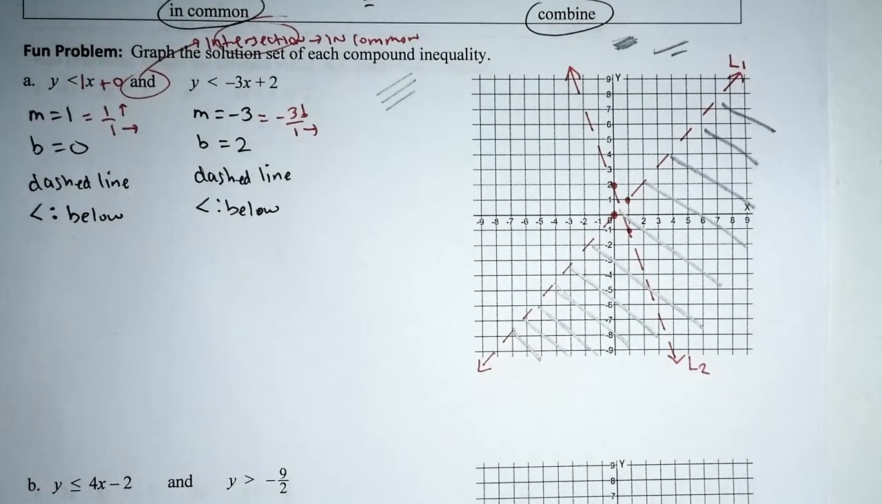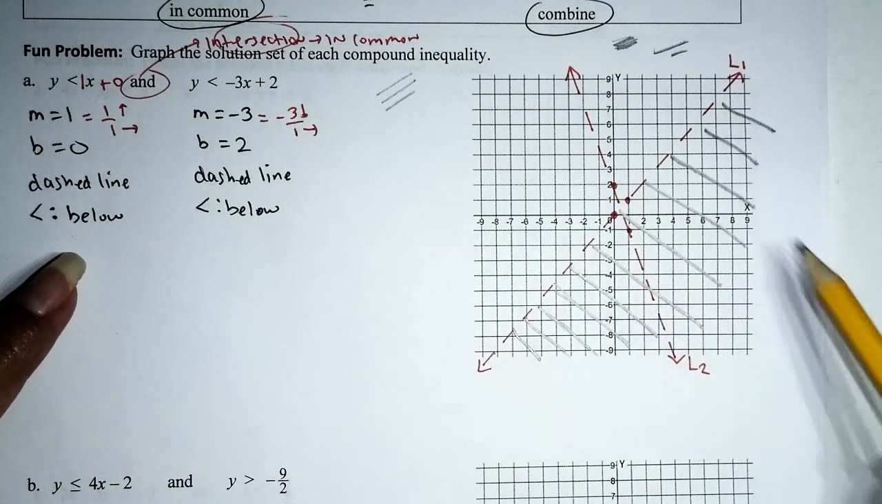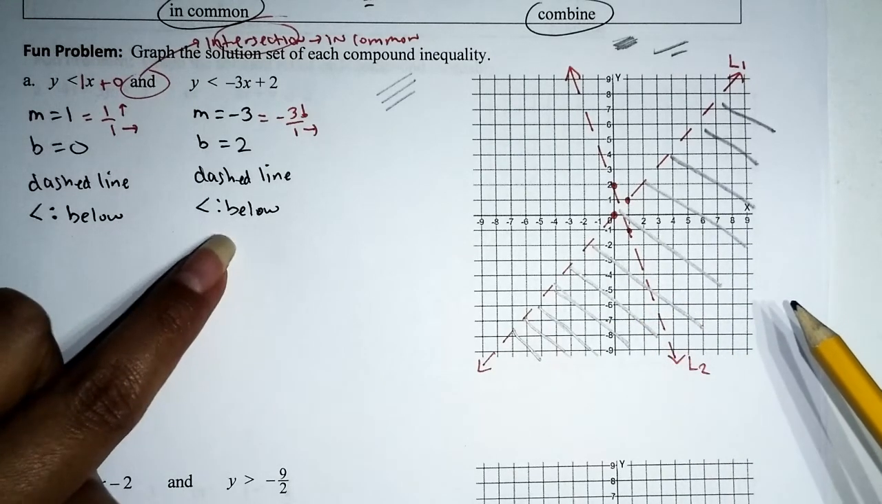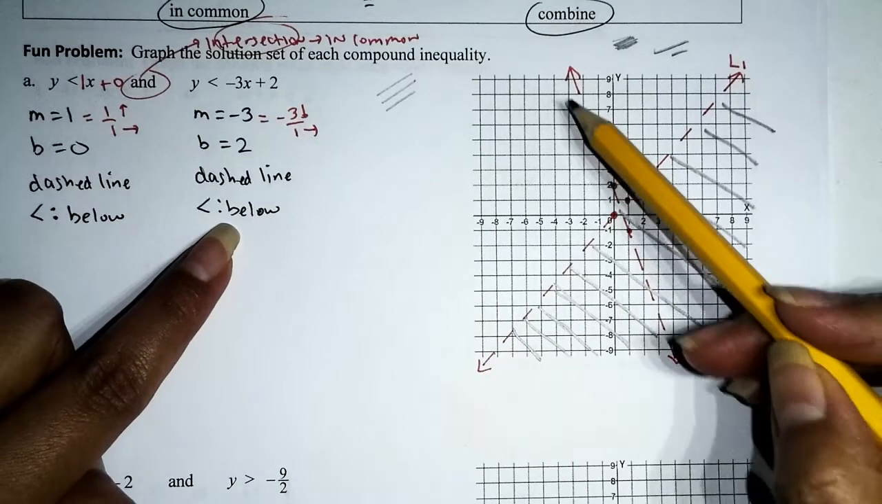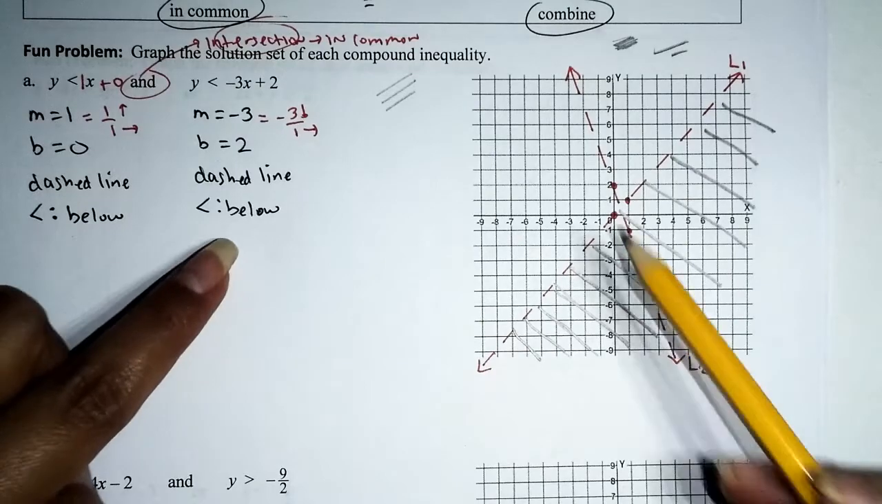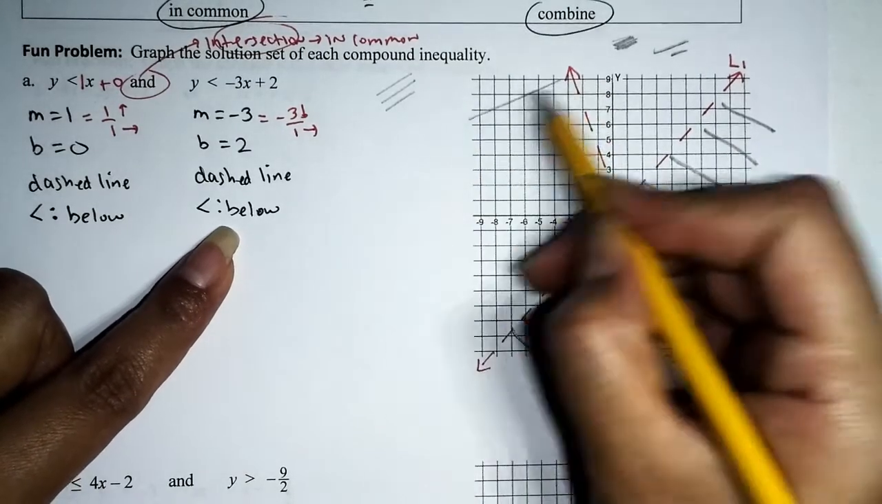Okay, so one inequality down, one more to go. So we're gonna do the line shading as I call it. So let's go ahead, shade the solution set of the second inequality using the line shading. So the boundary line is right here and the below part is over here. So let's go ahead, do the line shading.